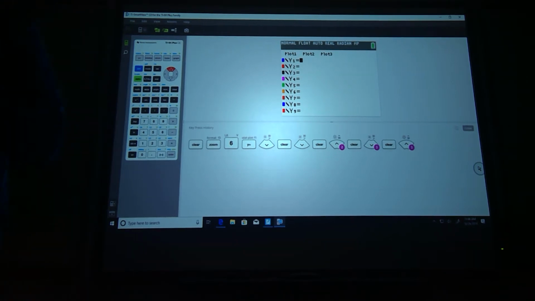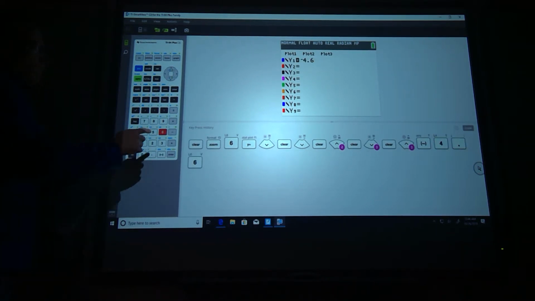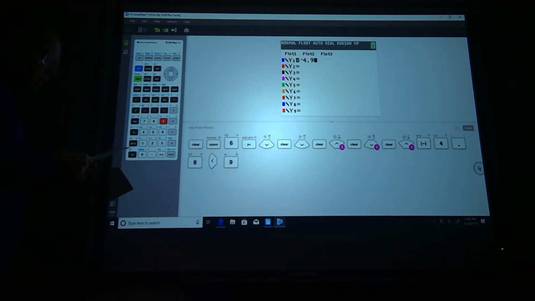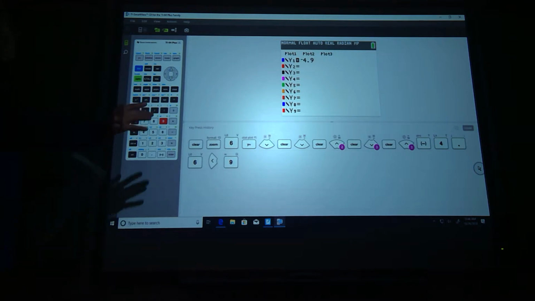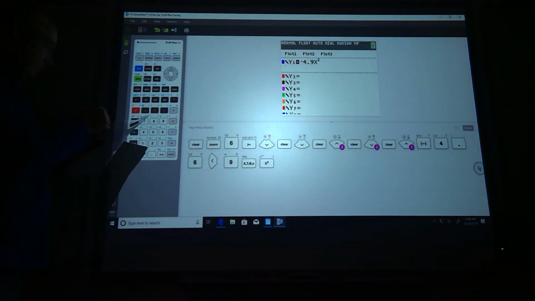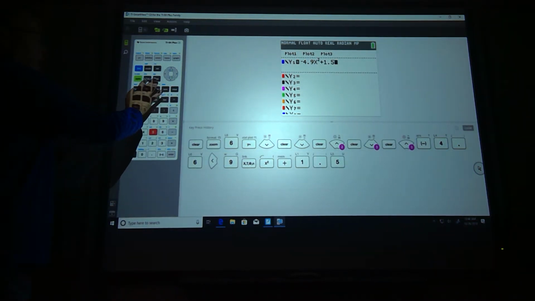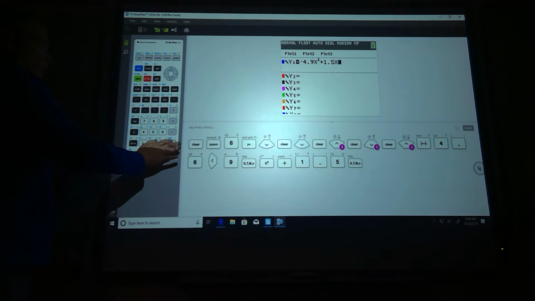So what was the equation? I'm sorry, I forgot it. Negative 4.9, so you use this negative 4.9, excuse me. It's t squared. We know to use x squared, right, Cooper? Plus 1.5 x plus 17.